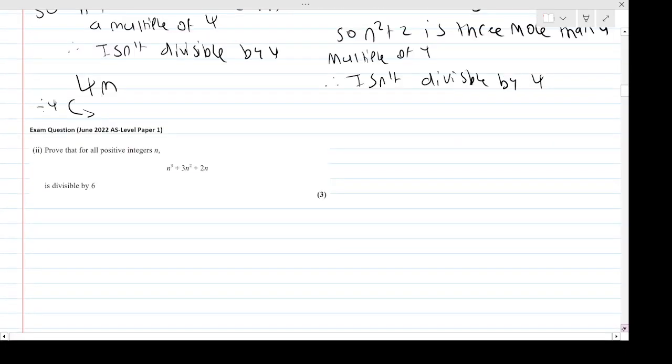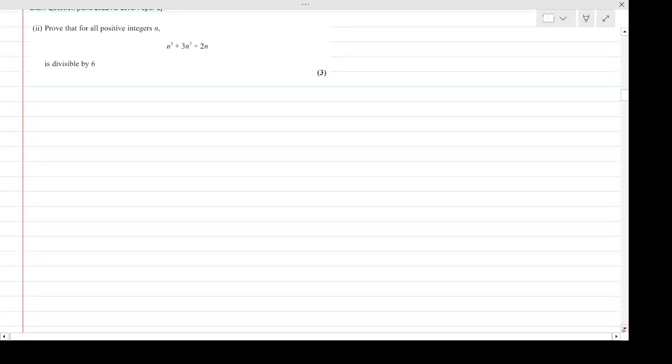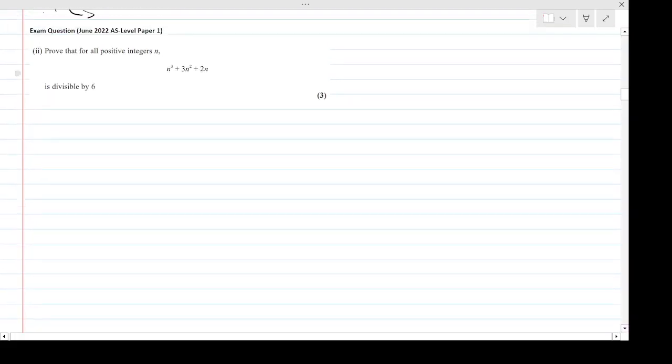But yeah, okay. Let's have a look at this question then. So we need to prove that for all positive integers n, so again that means 1, 2, 3 and so on, that this expression is divisible by 6. Okay, so you're probably thinking, well, let's split it into even and odd again. Let's then say n is even.